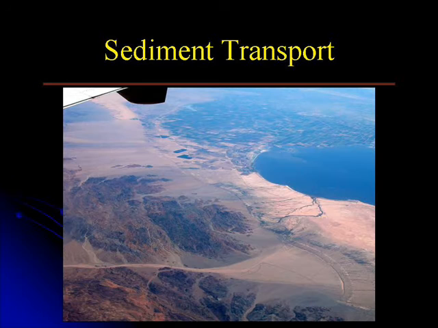Now here is an example of sediment in motion as we speak. What you're looking at is a nice aerial shot. We're going to come back and look at this image again in a few minutes when we talk about the specific depositional environment. But we're flying over California.